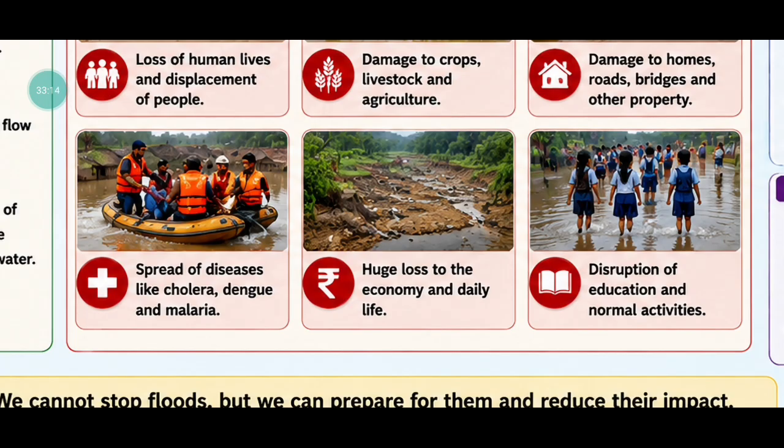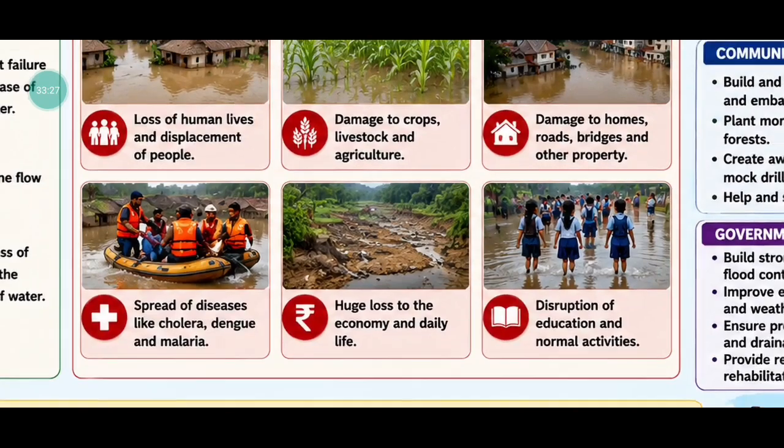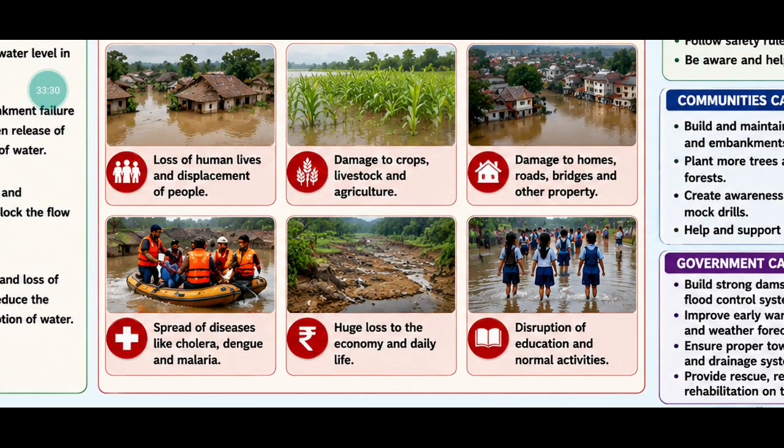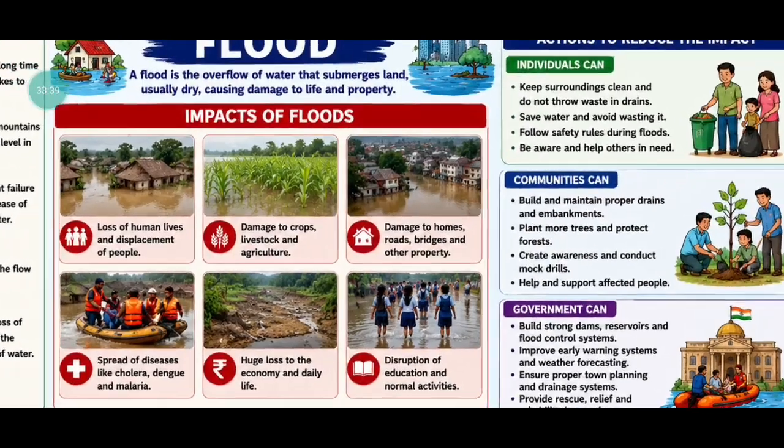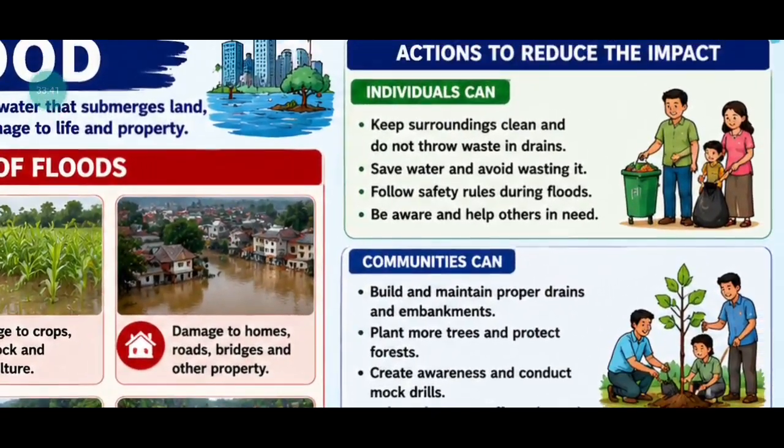Spread of disease like cholera, like dengue, like malaria. Huge loss to economy, daily life of people, and most important, for students, there is disruption of education and normal activities. So loss of life and property, damage to economic activities, damage to infrastructure. Okay, these things happen, children. Now what actions can be taken to reduce the impact?